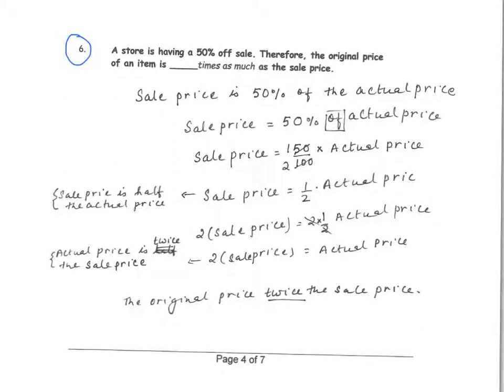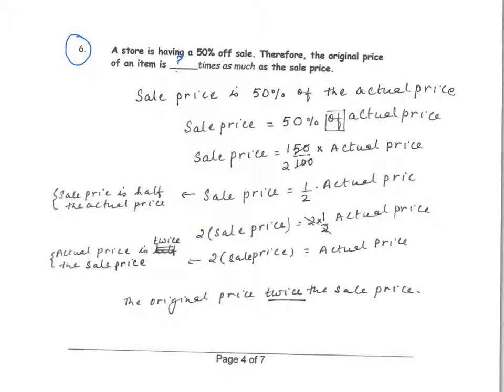In the next question, that is problem 6, a store has a 50% off sale. Therefore, the original price of an item is how many times as much as the sale price? So we need to find the relationship between the two quantities, the original price of the item and the sale price of the item. So the sale price is 50% of the actual price because it's a 50% off sale.